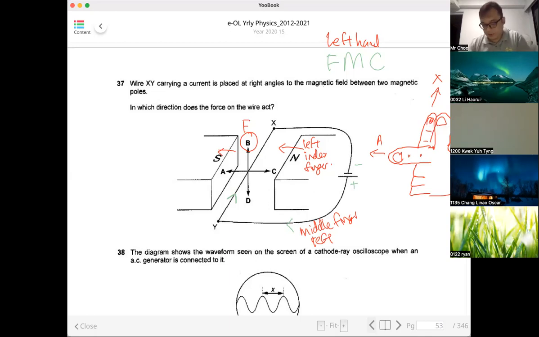Okay, so let's revise again. Your index finger is your magnetic field, your middle finger is your current, and then your force is your thumb. So your thumb is pointing upwards. So this is your force. Okay, if you are clear about this, give me a yes reaction. Are you okay?